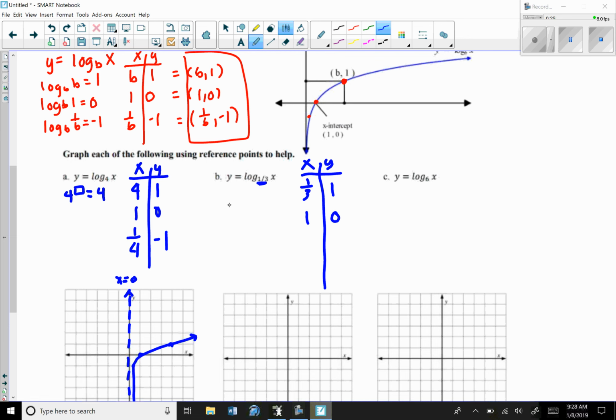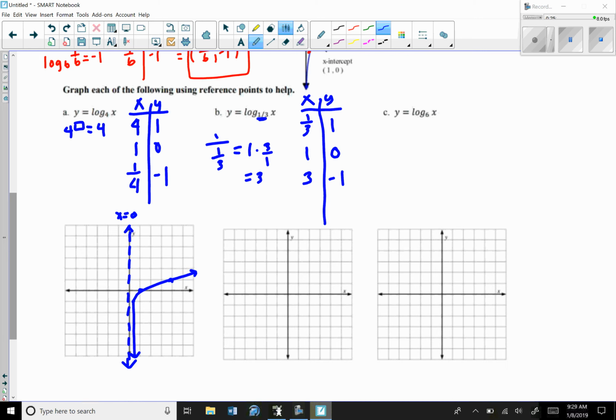And the next one, 1 over b. So 1 over your b, which is 1 over 1/3. Remember, when you're dividing by a fraction, you multiply by the reciprocal. So this is 1 times 3 over 1, which is just equal to 3. So 3, and then this would be -1. So now our points have changed slightly. So we have (1/3, 1), (1, 0), and (3, -1).